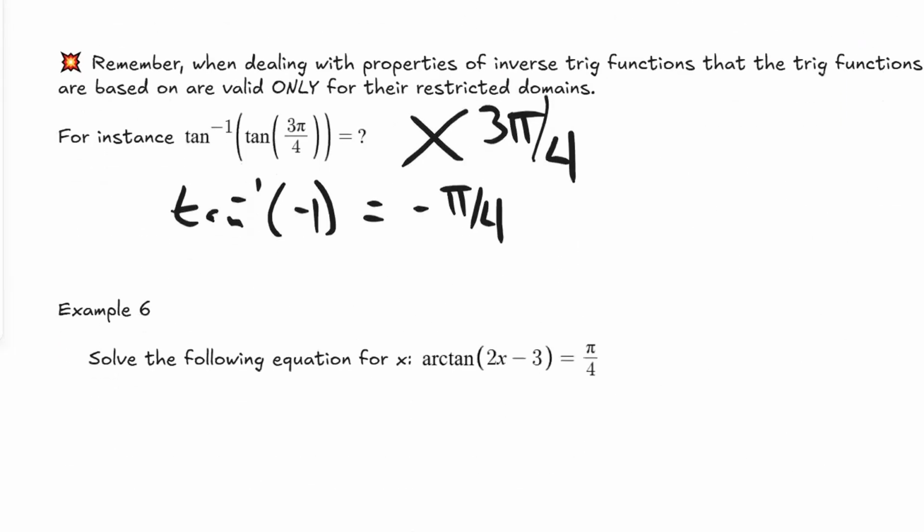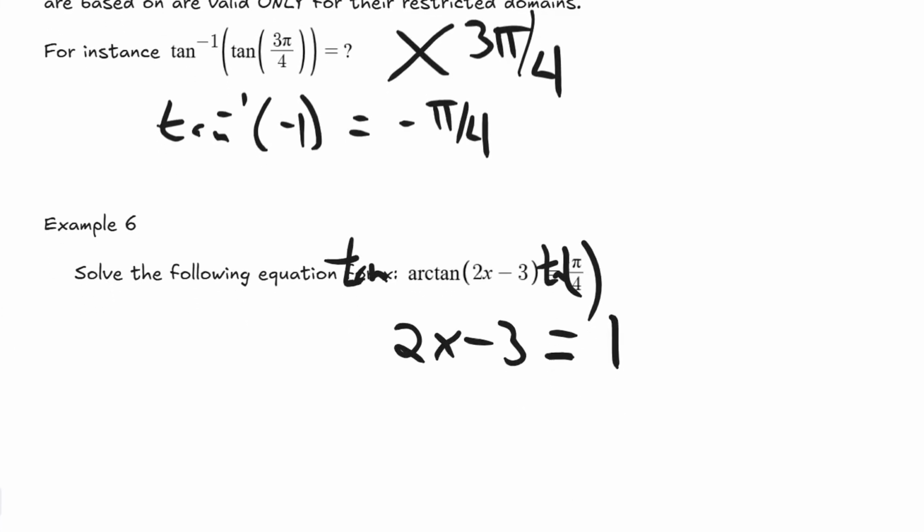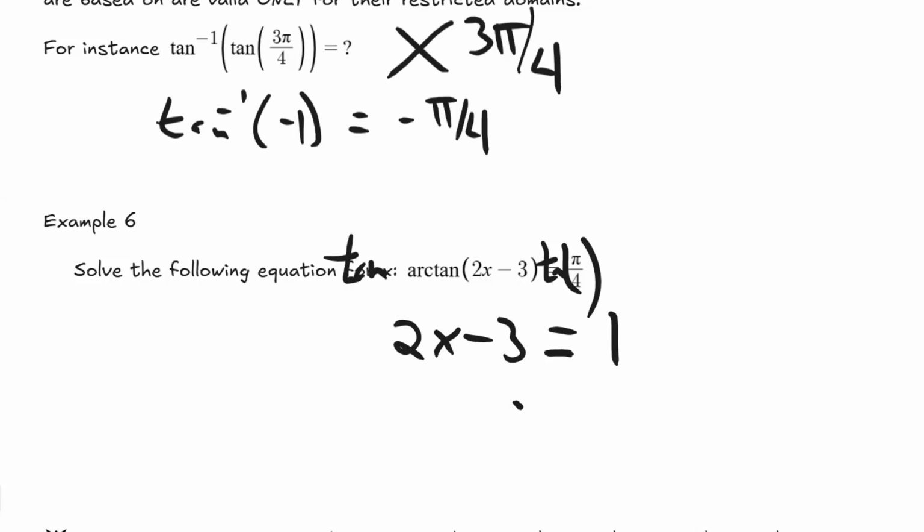So if we want to solve this equation, the first thing we do is take the tangent of each side. So if we take the tangent here and the tangent here, tangent of the arctan is going to cancel, and you get 2x minus 3 equals tangent of pi over 4, which is just 1. And then if we solve that equation, add 3, divide by 2, you would have x equals 2. Now, the reason we could just do the tangent and the arctangent canceling one another here is because what it was set equal to was pi over 4, and pi over 4 is part of the restricted domain, so we didn't have to adjust for anything.